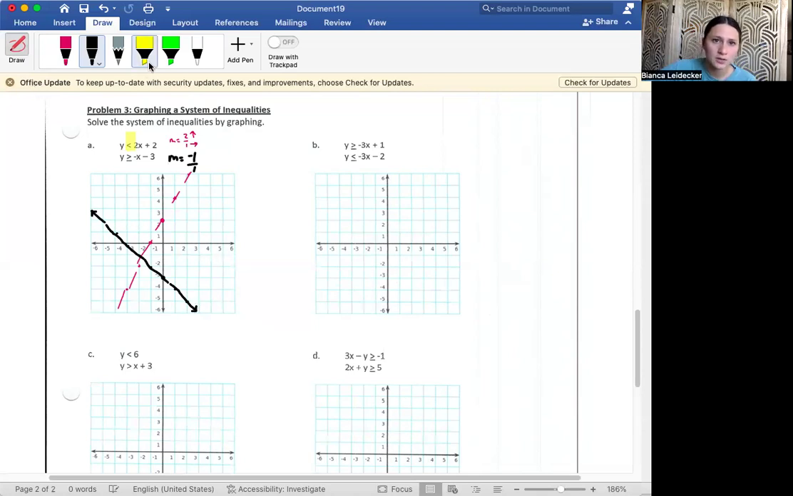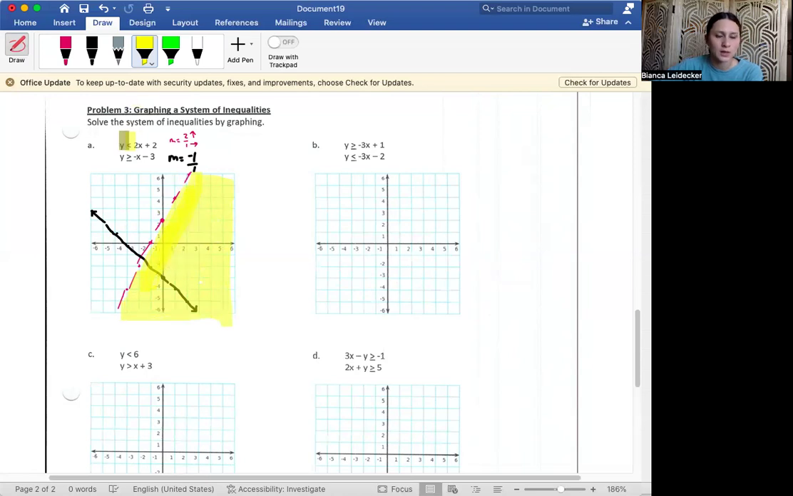And then let's shade. So I'm going to use my highlighter here. If you guys want to use a highlighter, two different color highlighters to shade, you're more than welcome to do that as well. So the first equation is y is less than, meaning I'm going to shade to the left or below. So here, I know it feels confusing because it's like this side is the left, but this side is below the line. Okay. So that's the first equation.